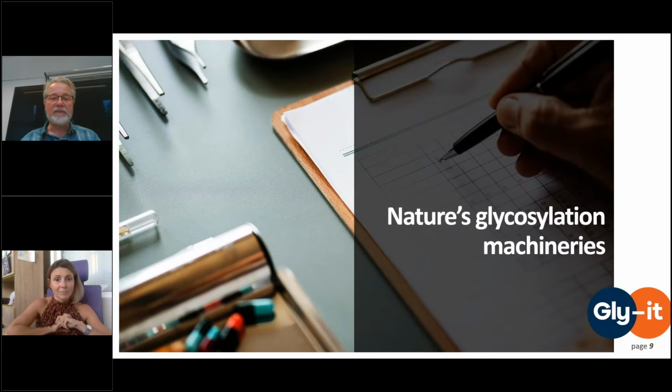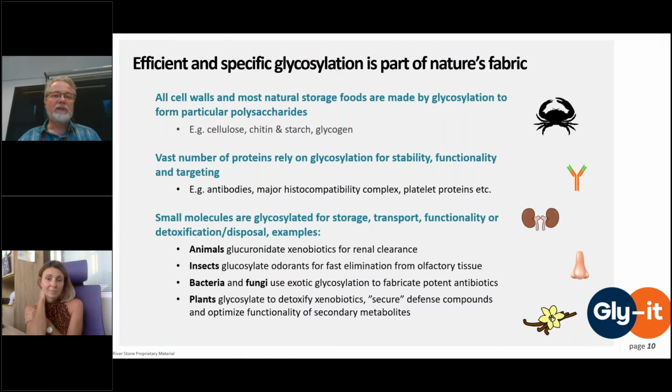So let's talk about nature's glycosylation machinery. Efficient and specific glycosylation is very much part of nature's fabric, much more than most people realize. All cell walls in all living cells and most natural storage foods are made by glycosylation to form particular polysaccharides.